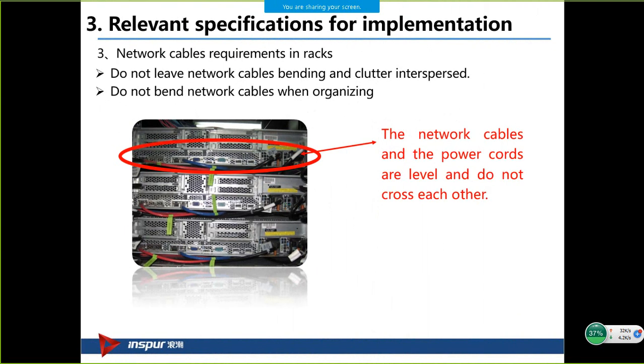And here are the network cable requirements in the rack. The network cables and power cords are level and don't cross each other. They must be put on the same level. For example, if there is a space between each server, you can put the network cables or the power cords into the space. Otherwise, you can put them in the same server according to the server.